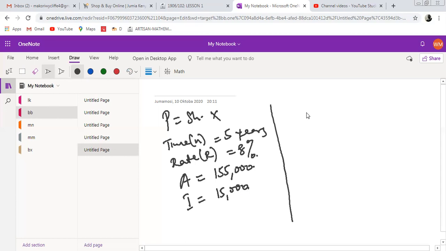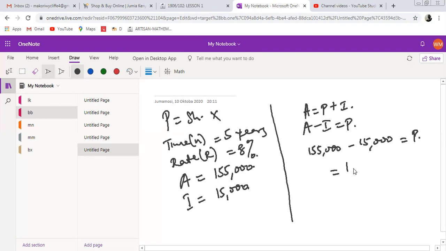So this is very simple. From what we know, the amount is normally given by principal plus interest. In this case, the amount is 155,000, and the interest we have been given is 15,000. Here I think we were calculating the principal. If amount is given by principal plus interest, then we can say that amount minus interest is equal to principal. So 155,000 minus 15,000 is equal to the principal, which is going to be 140,000.